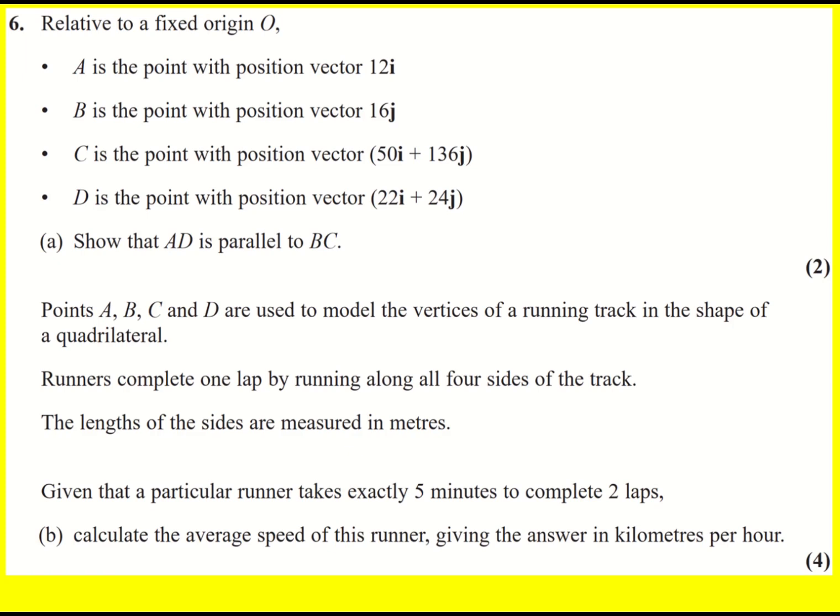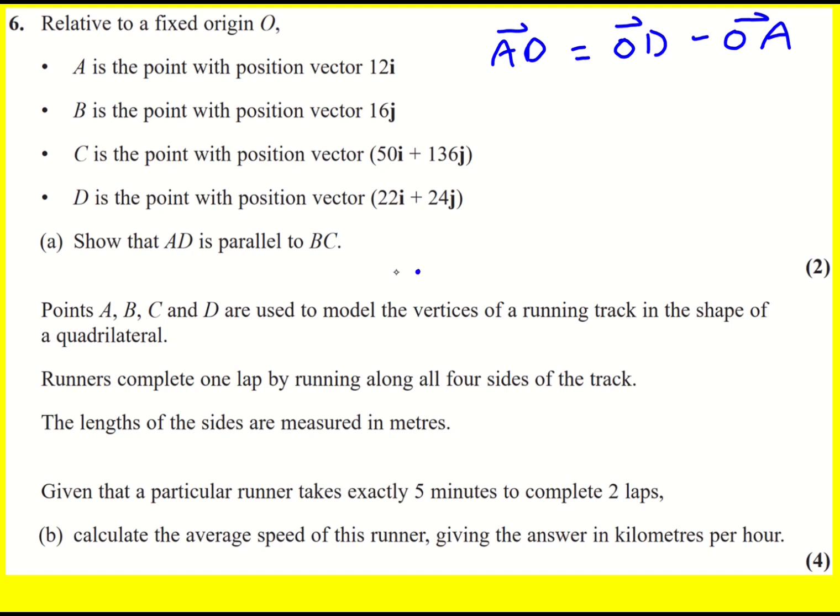Given four vectors relative to a fixed origin O, in fact we're working in two dimensions. We're asked, first of all, to show that AD is parallel to BC. So let's work out what AD is. The quick way to remember it is that it's the position vector going to the second one minus the position vector for the first one. We can draw a little diagram to demonstrate this.